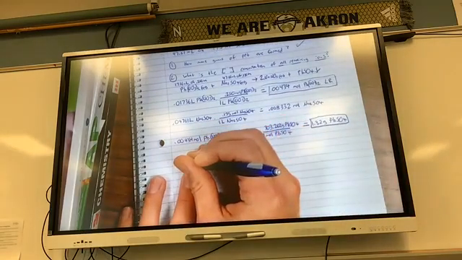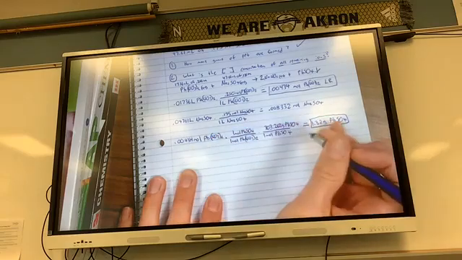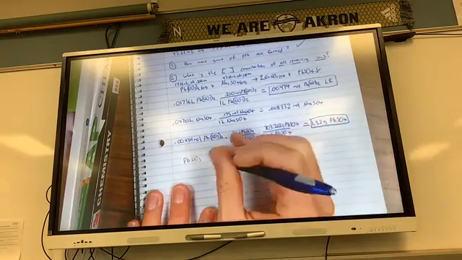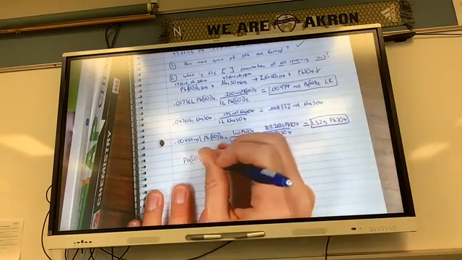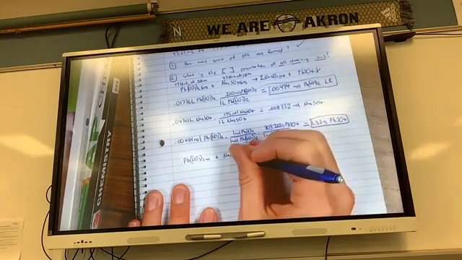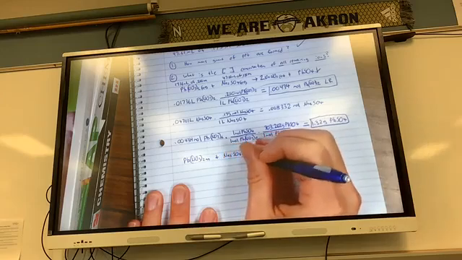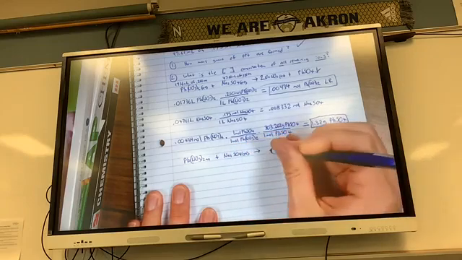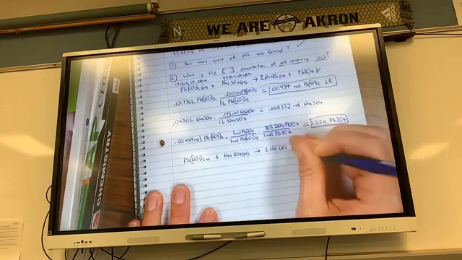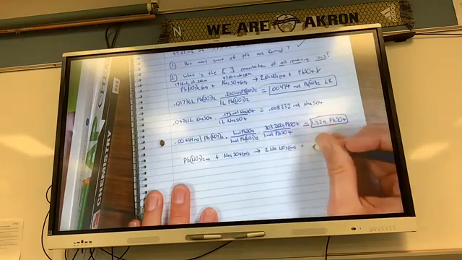So I'm going to rewrite the balanced equation down here. So we have Pb(NO3)2 aq plus Na2SO4 aq yields 2NaNO3 aq plus PbSO4.